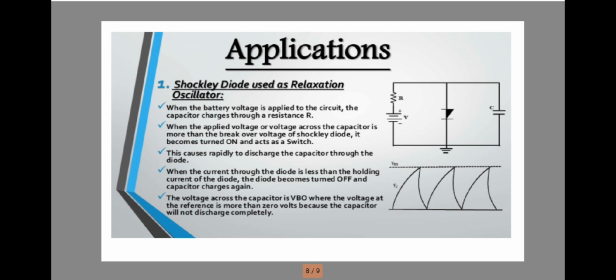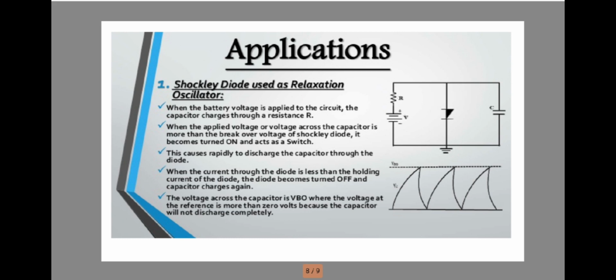First, as a relaxation oscillator. The below figure shows the relaxation oscillator circuit using a Shockley diode. In this, the diode is connected across the capacitor along with the power supply battery. When the battery voltage is applied to the circuit, the capacitor charges through a resistor R. When the applied voltage or voltage across the capacitor is more than the breakover voltage of the Shockley diode, it is turned on and acts as a switch.